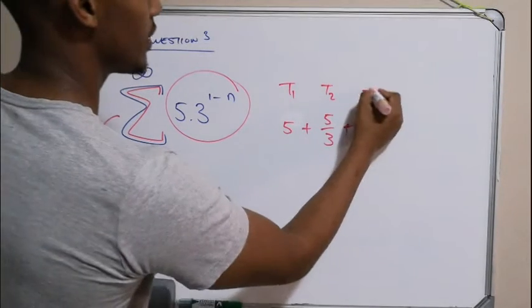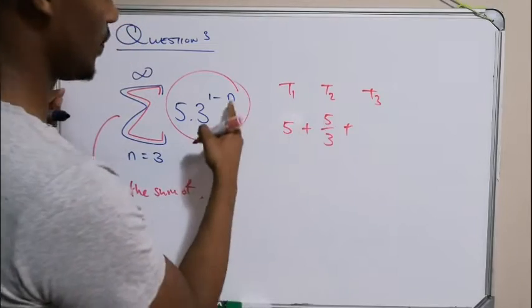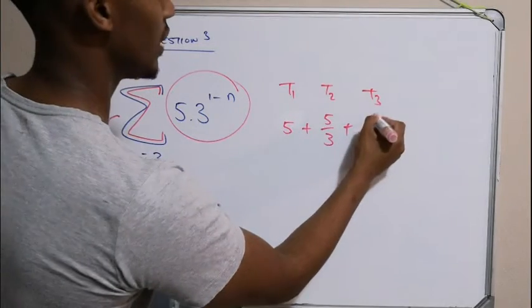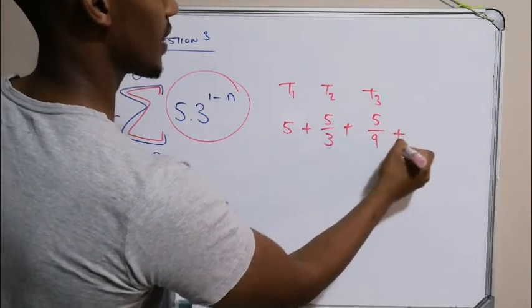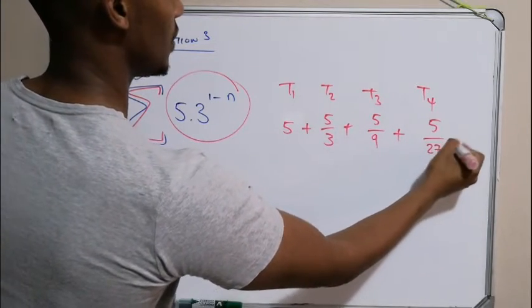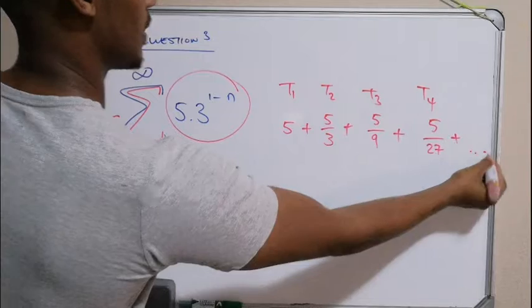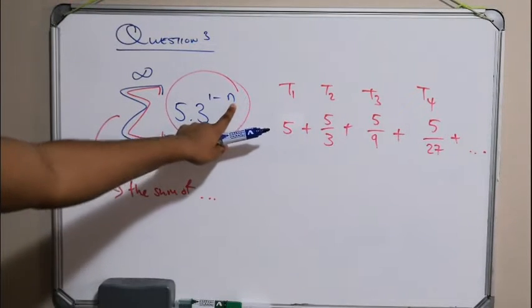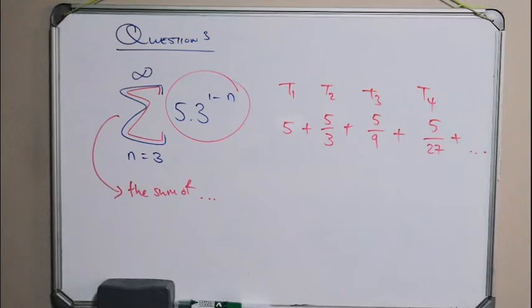Term 3, if you substitute n with 3, you get 5 over 9. And term 4, if you substitute the n with a 4, you get 5 over 27. I hope I did all my calculations correctly there.